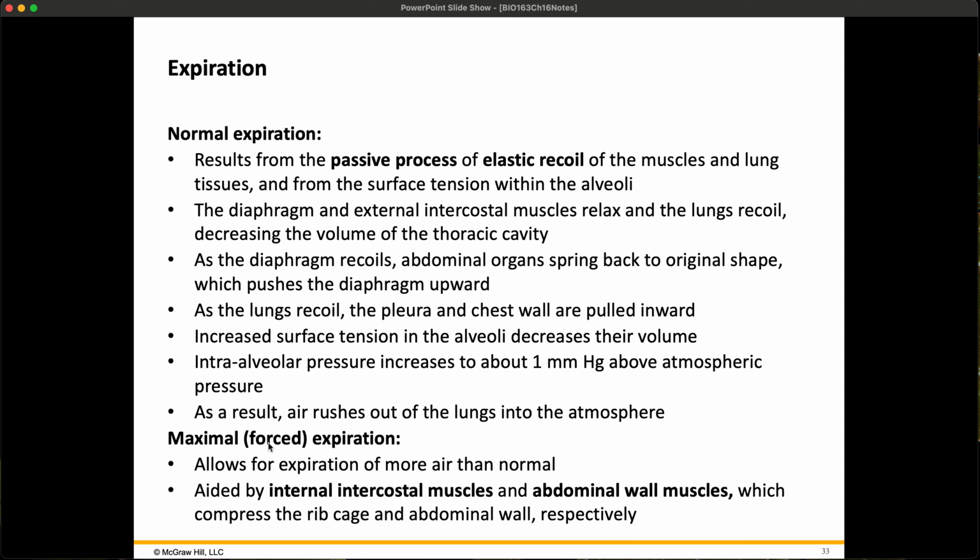You can also do the maximal forced expiration. So if a normal exhale is a passive process, but if I wanted to, I could continue beyond that passive and really force air out. For expiration of more air than normal, you start to use your internal intercostals, as well as your abdominal wall muscles. You actually start to use your abdominals to contract and put even more pressure from below the lungs up and out.